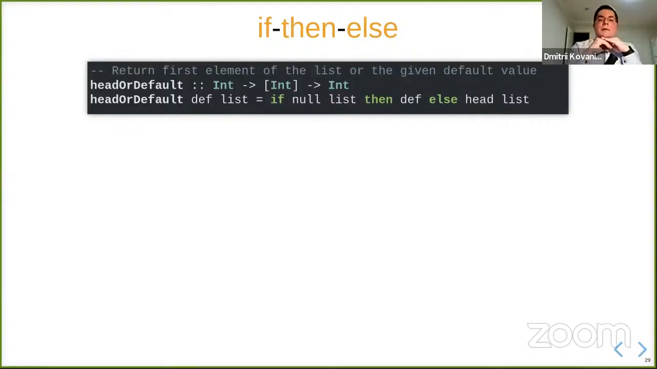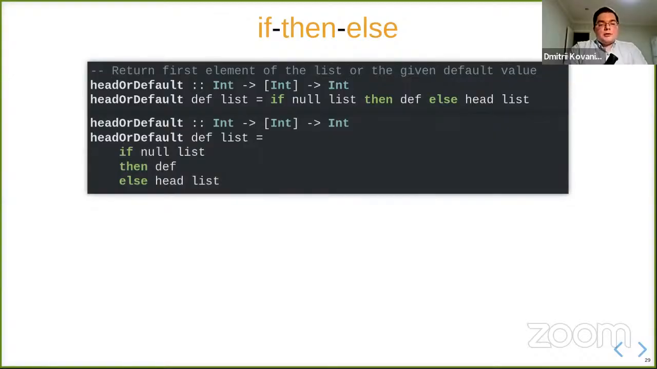And here is how we use if. So we check if the list is empty. Remember the function null, it checks if the list is empty. So if the list is empty, then we return the default element. Otherwise, else, we return the first element. So here head is a safe function because we already checked if the list is empty. So we can safely use head.